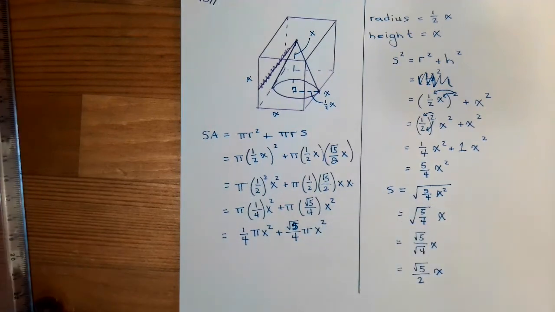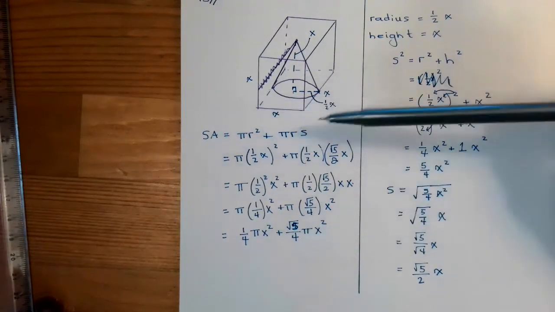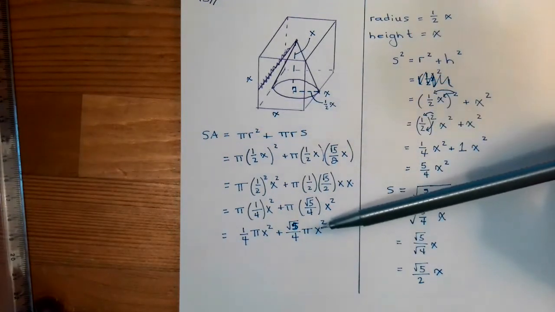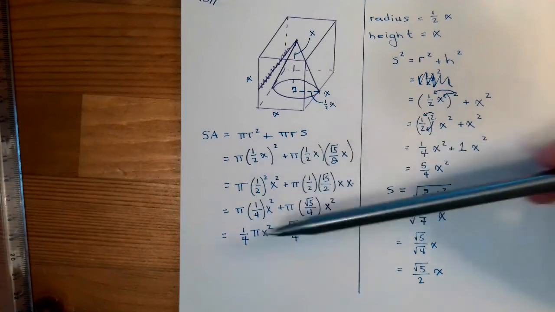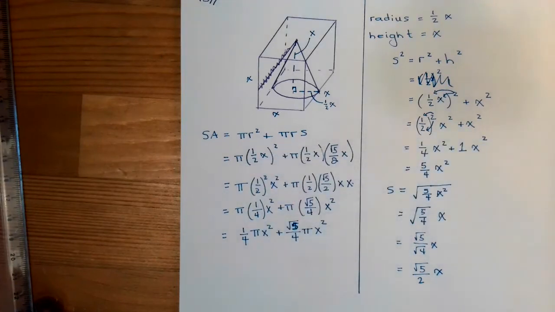And so now I'm done. Once I know what the length of my side is, I can put any side length in and calculate my surface area of a cone in a cube.